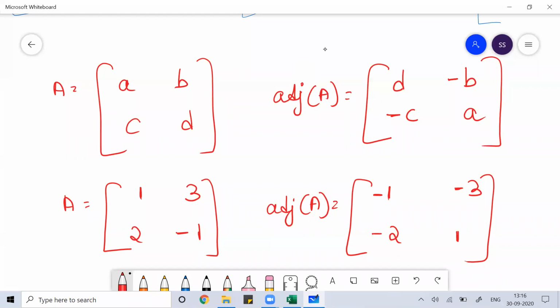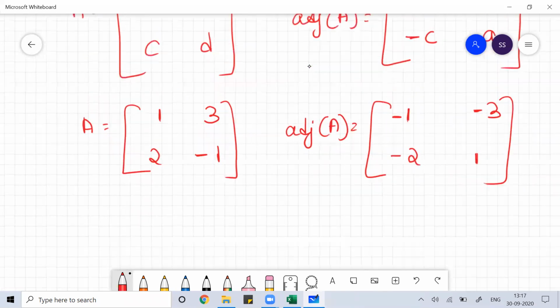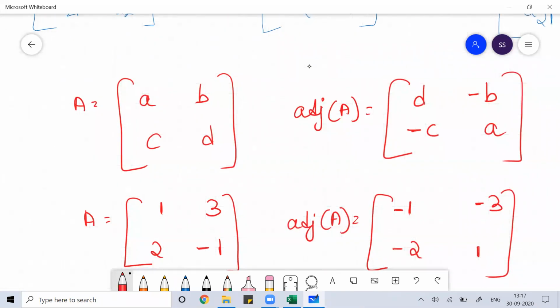I hope you are understanding, everyone. This is the adjoint of A. In a 2 by 2 matrix, it is very easy to do. Directly I told you that formula. For a matrix having the elements A, B, C, D, you can remember the formula of the adjoint and do it directly.